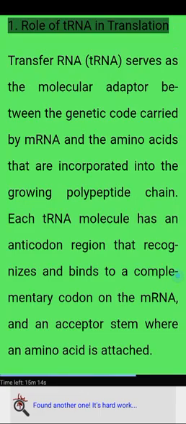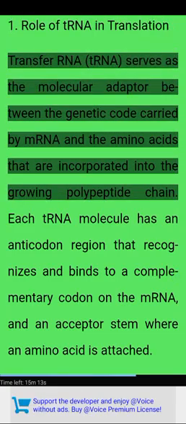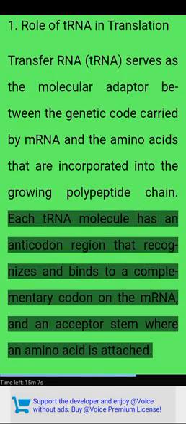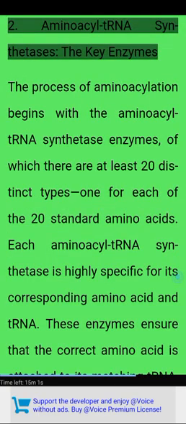1. Role of tRNA in translation. Transfer RNA (tRNA) serves as a molecular adapter between the genetic code carried by mRNA and the amino acids that are incorporated into the growing polypeptide chain. Each tRNA molecule has an anticodon region that recognizes and binds to a complementary codon on the mRNA and an acceptor stem where an amino acid is attached. 2. Aminoacyl tRNA synthetases, the key enzymes.